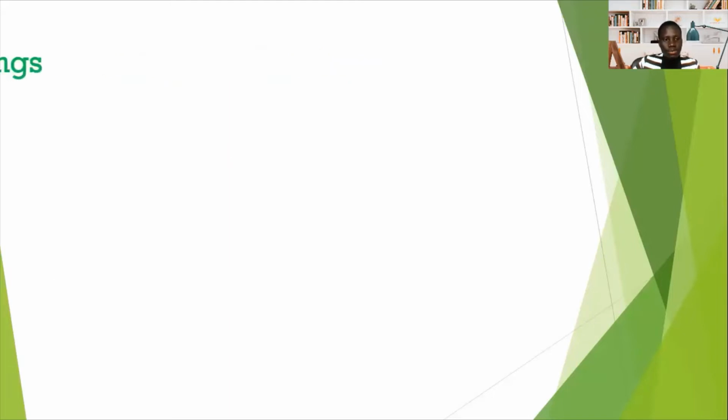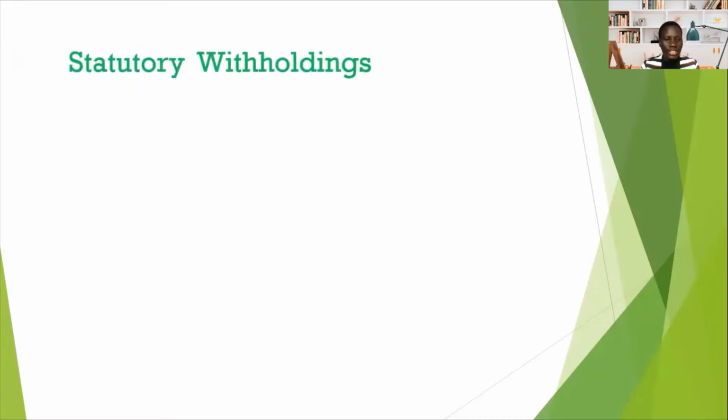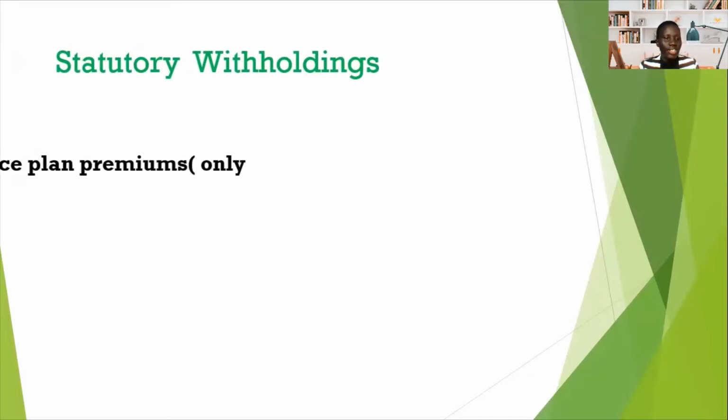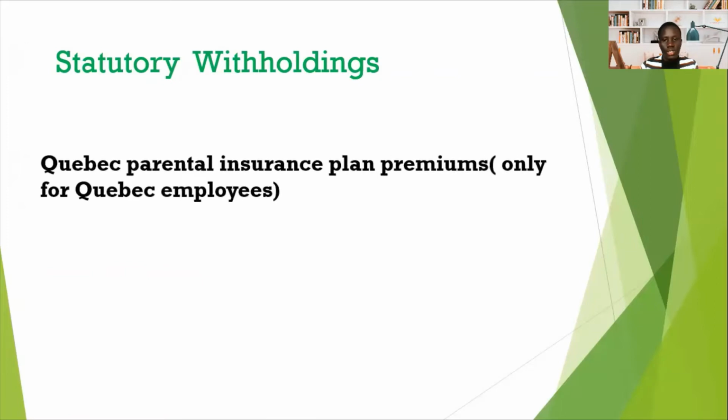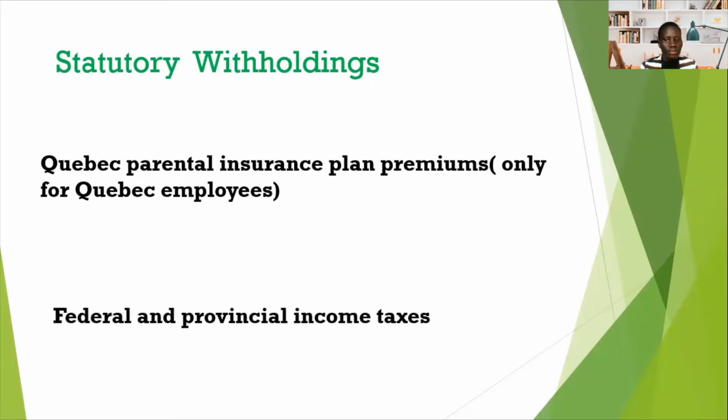So let's move ahead and talk about more examples of statutory withholdings. So what are other examples? In Quebec, there's something called the Quebec Parental Insurance Plan premium. This only applies to employees who work inside Quebec. It does not apply to some of us in Ontario or other parts of the country.